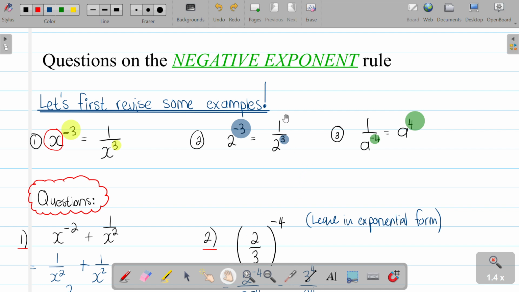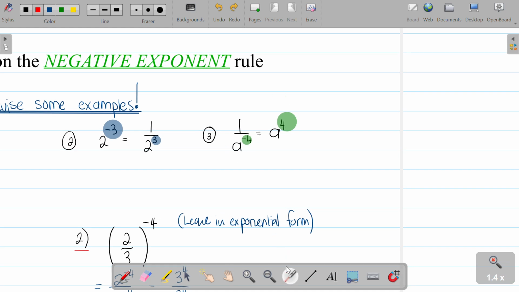Okay, but now you're saying, Mr. Hing, what happens if they give you 1 over a base with a negative exponent? So let's have a look at example number 3. We have 1 over, so we already have a base as a denominator, and we have a negative exponent. So guys, what happens here is the opposite of the rule that I just explained. My base is initially a denominator, so we're going to bring it to the top and make it a numerator, if I can put it that way.